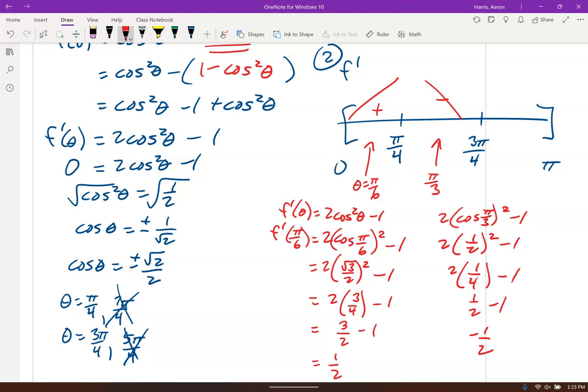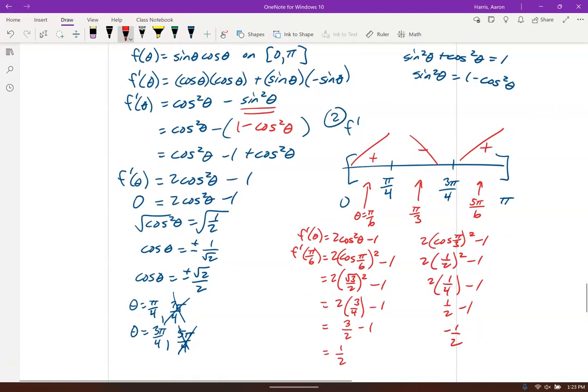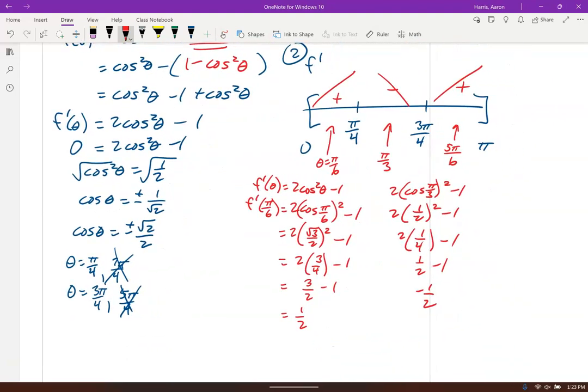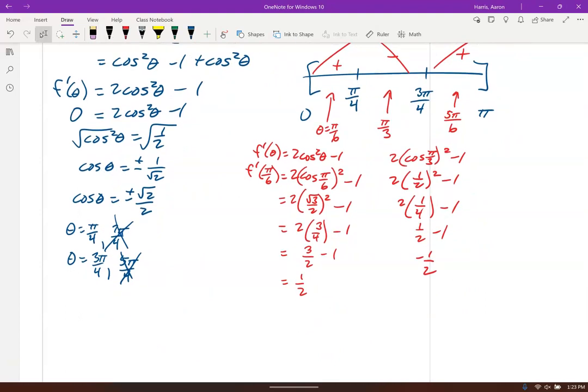And then I'll put in something between 3 pi fourths and pi. So 5 pi sixths, that would work. I punch in 2 cosine of 5 pi sixths, which is negative root 3 over 2. Square that, minus 1. That'll end up being positive for you. And so it'll increase. So let's go ahead and write this out here. Let me erase some of this, get myself a little room.